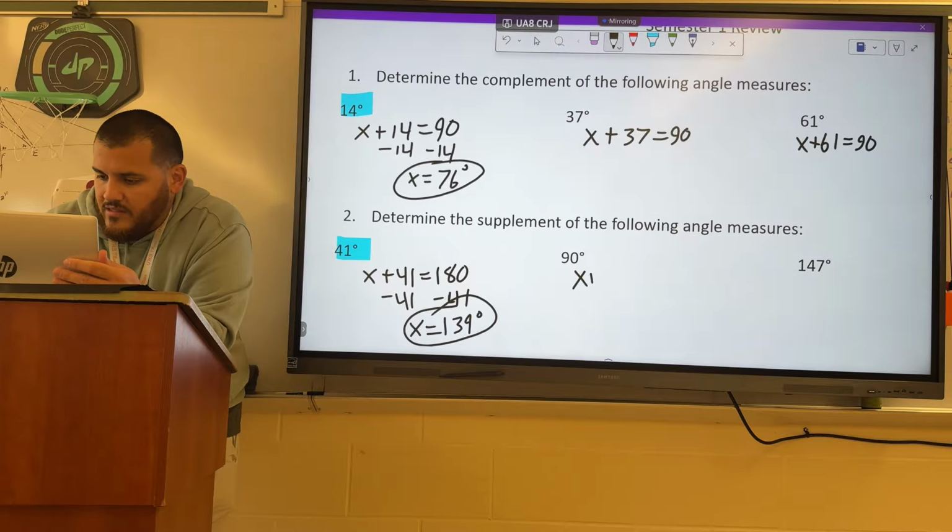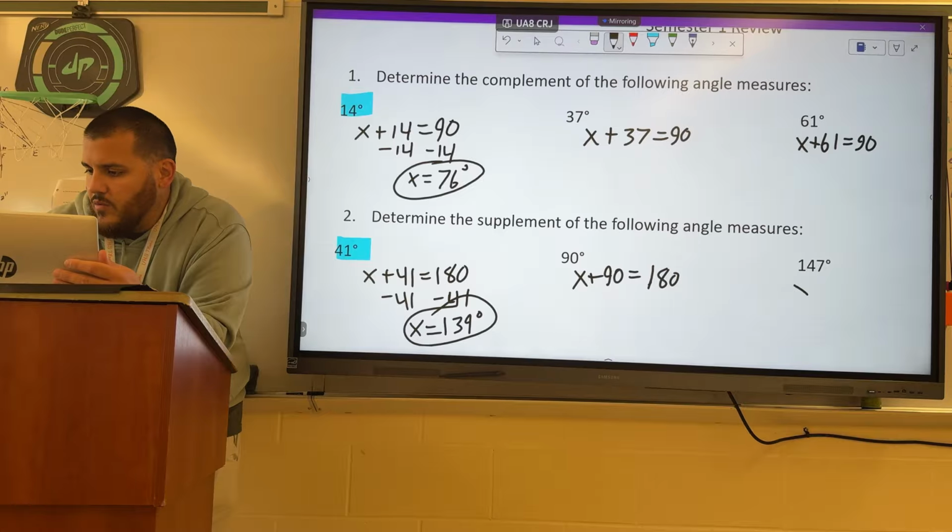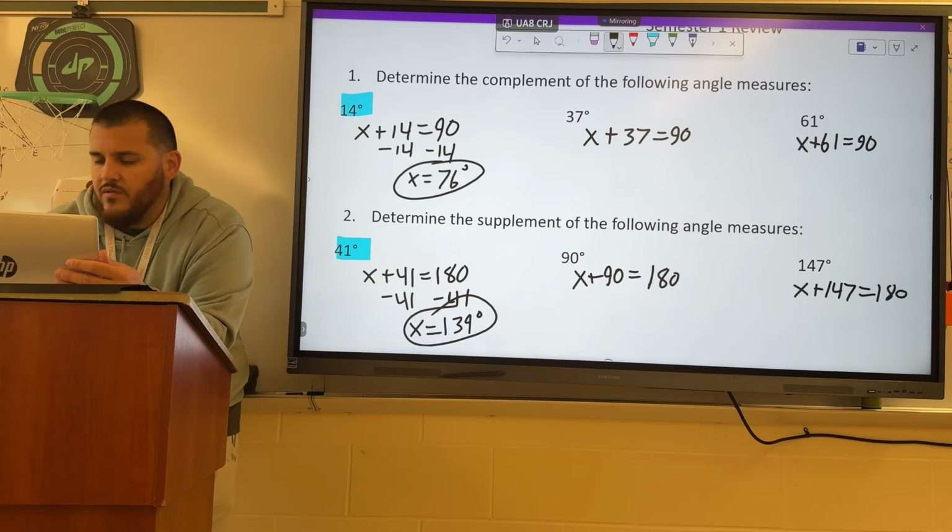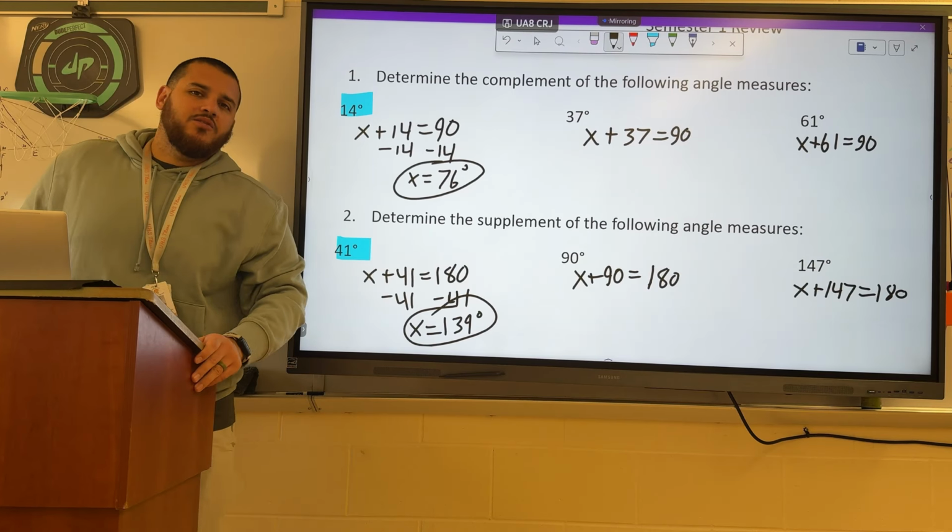And again, the same process to find the supplement of these other numbers. So what plus 90 equals 180, what plus 147 equals 180. That's a review of complementary and supplementary angles.